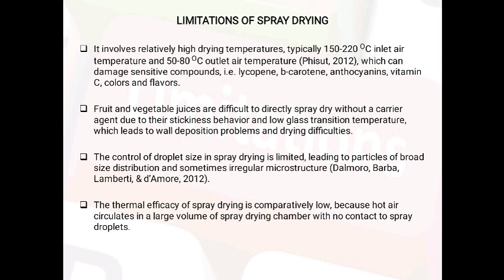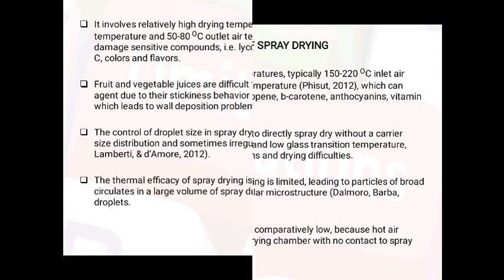Fruit and vegetable juices are difficult to directly spray dry without a carrier agent due to their stickiness behavior and low glass transition temperature, which leads to wall deposition problems and drying difficulties. The control of droplet size in spray drying is limited, leading to particles of broad size distribution and sometimes irregular microstructure, as suggested by Dalmoro and team in 2012. The thermal efficiency of spray drying is comparatively low because hot air circulates in a large volume of the spray drying chamber with no contact with spray droplets.